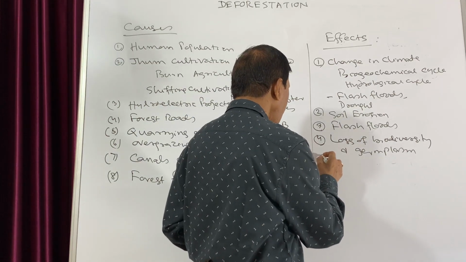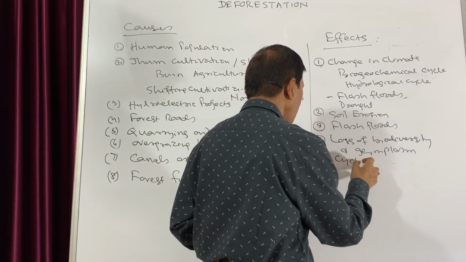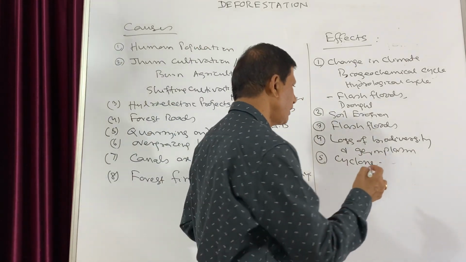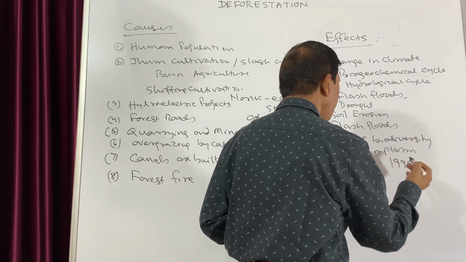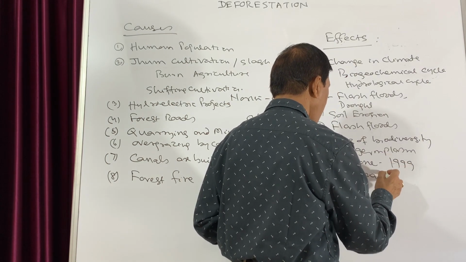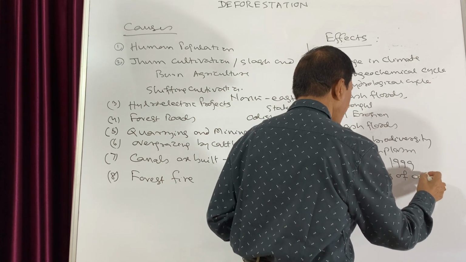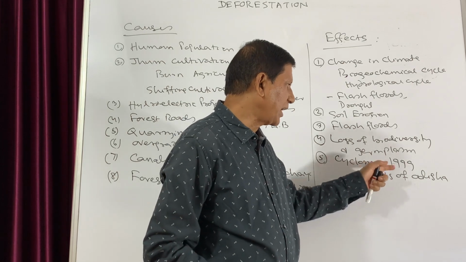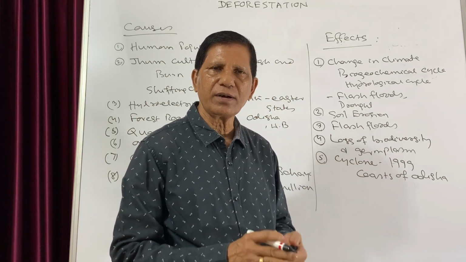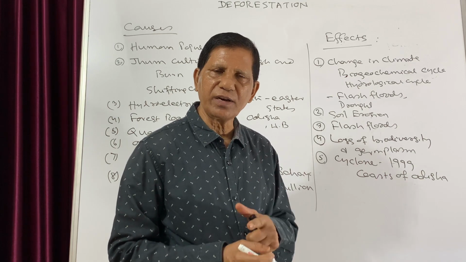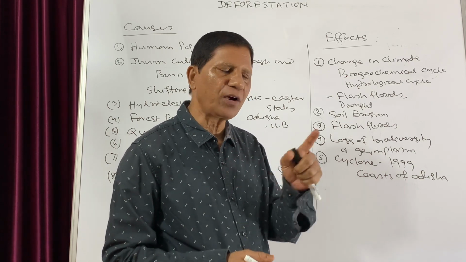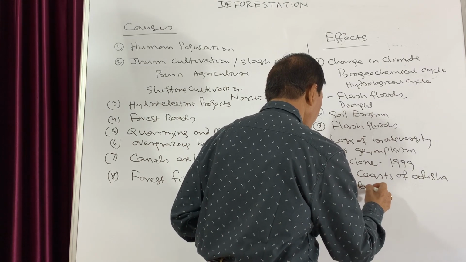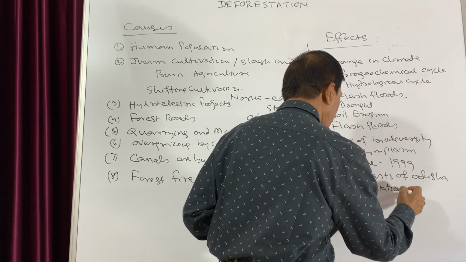Then another point is cyclone. If you have heard of the cyclone that took place in 1999 on the coast of Odisha. Now, why was this cyclone so severe, where thousands of people died? It is because of deforestation of the mangroves.